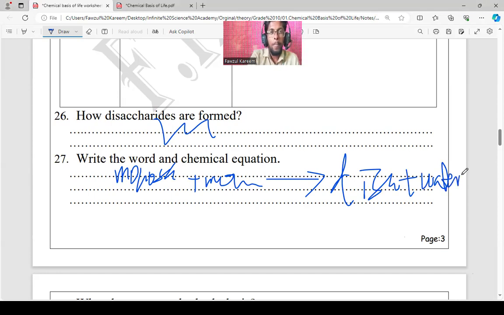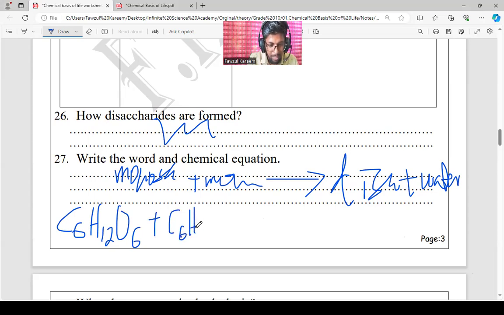Then what is the chemical equation? Chemical equation means now you want to write the chemical formula. Word equation means writing by the words: monosaccharide plus monosaccharide, answer disaccharide plus water. What is the chemical formula? This is the chemical formula. C6H12O6 plus C6H12O6. This is monosaccharide, right?